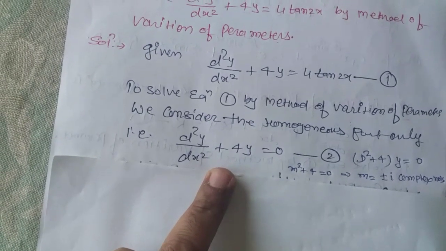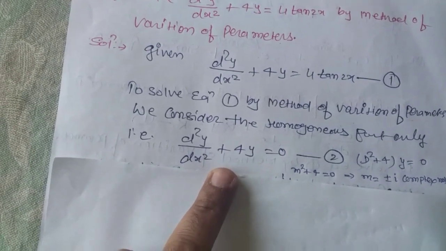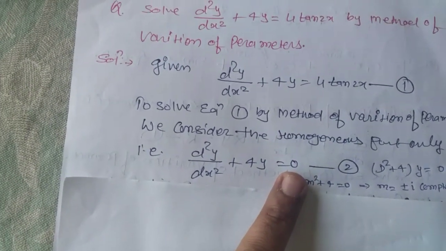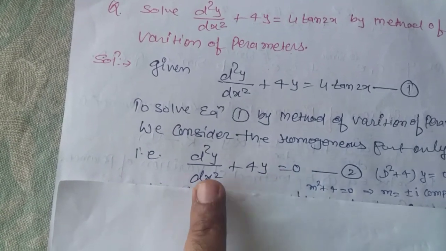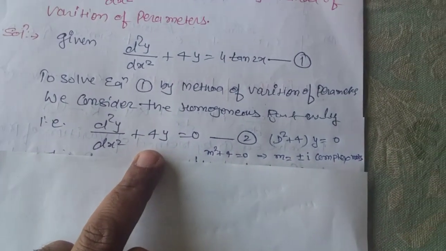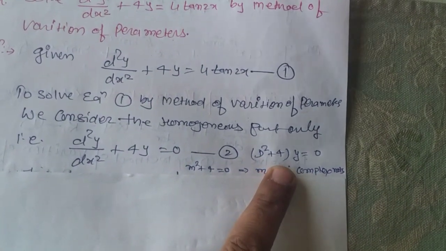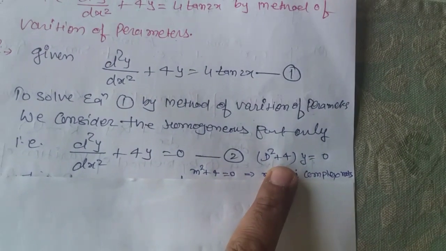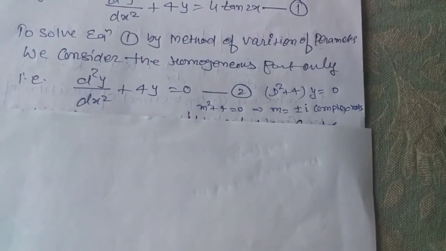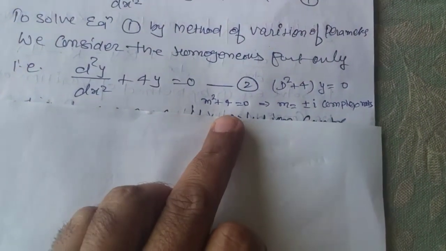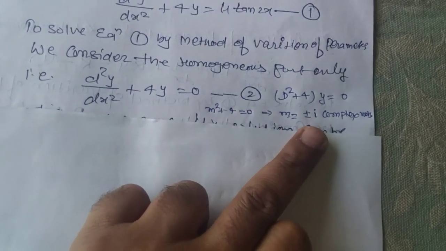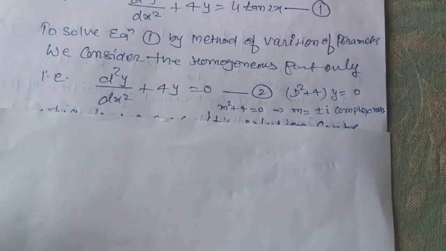So its solution is y equal to CF plus PI, but the right hand side is 0, therefore PI is 0, and hence y equal to CF is the solution of the homogeneous part. Equation 2 can also be written as D squared plus 4 times y equal to 0. Now, in order to find CF, the auxiliary equation is m squared plus 4 equal to 0, which gives m equal to plus minus i2.